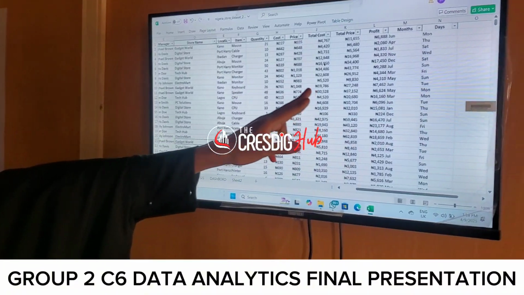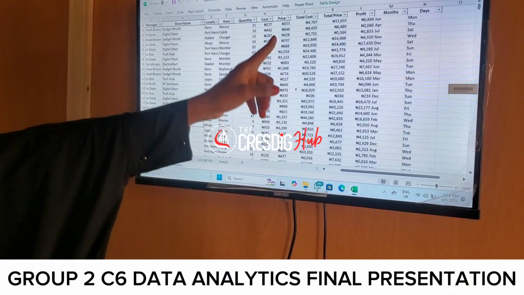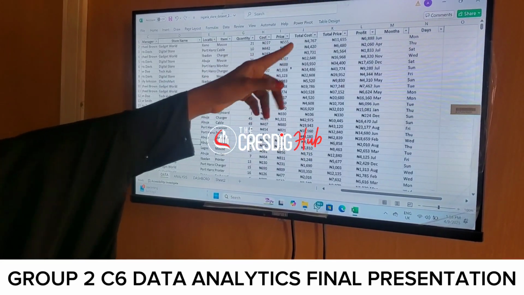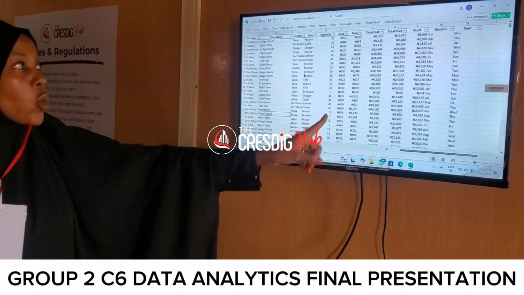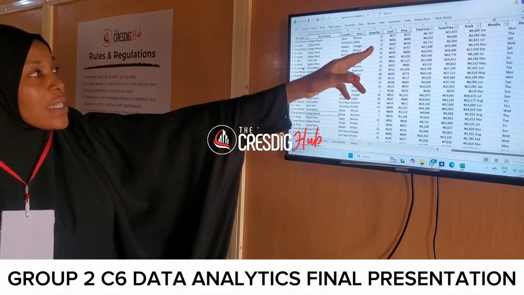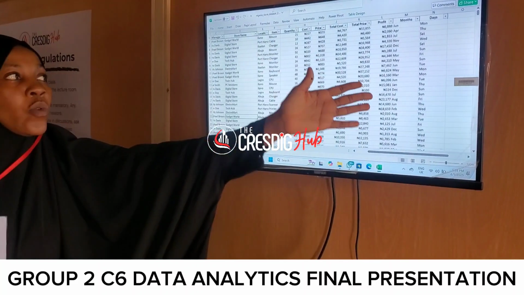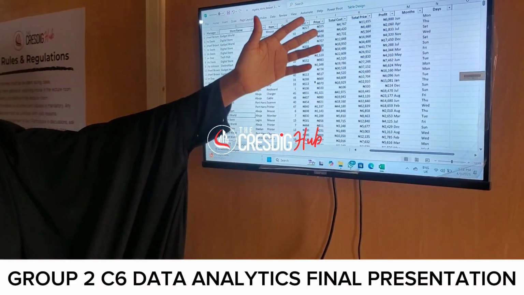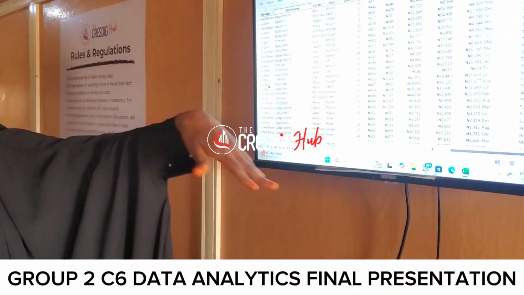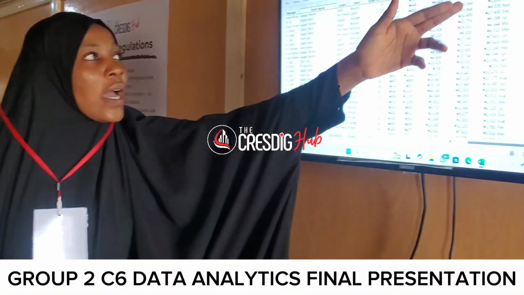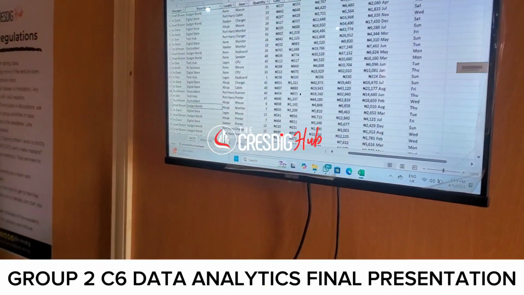We have total cost, that is for 21 quantity of mouse at 227 naira, we paid 4,767 naira. The total price is the amount we sold it for, which for every 21 quantity of mouse is 11,655 naira. Our profits are generated by subtracting our total cost from our total price. We also have the months and days that each item was bought.